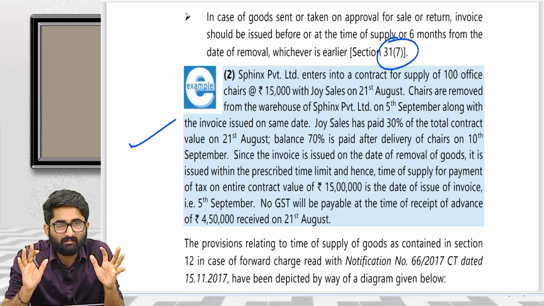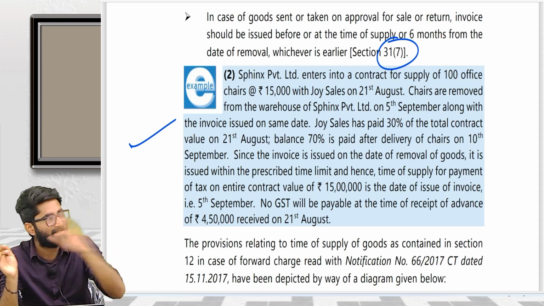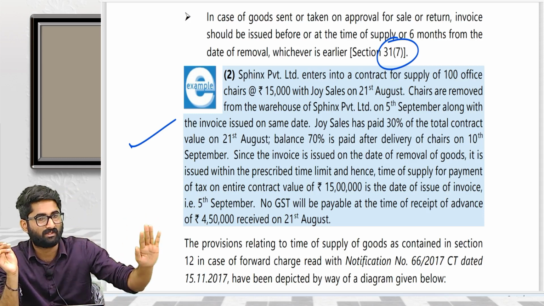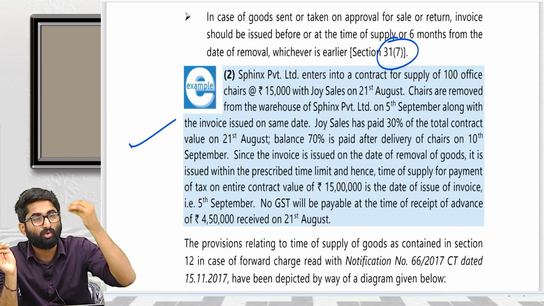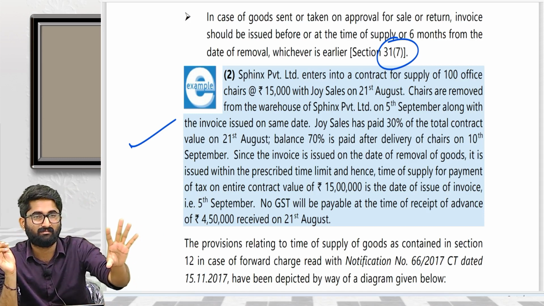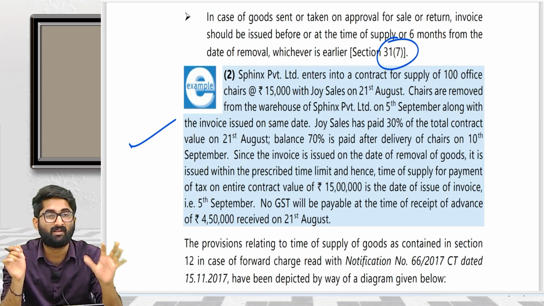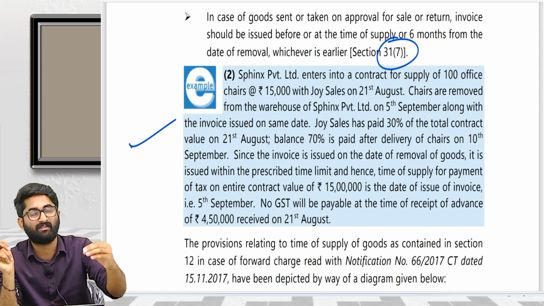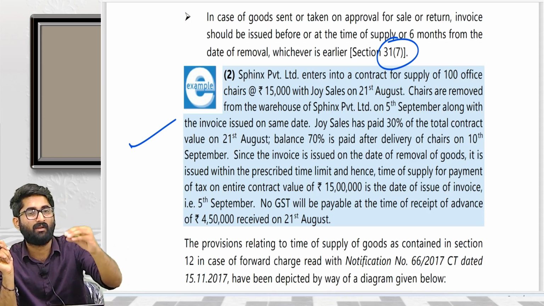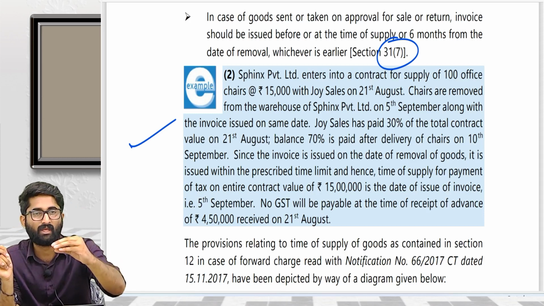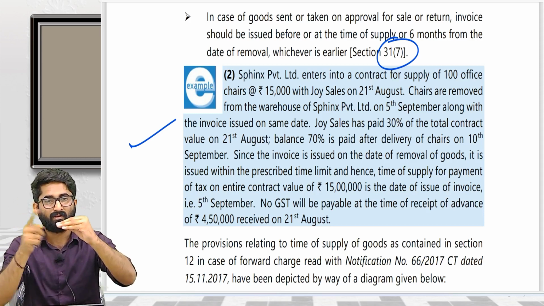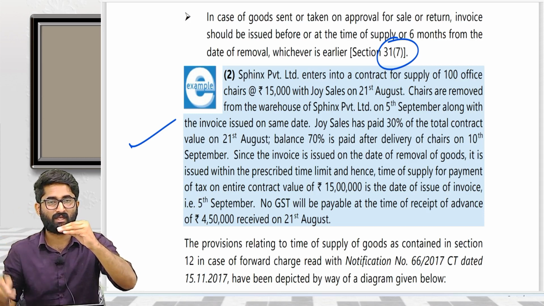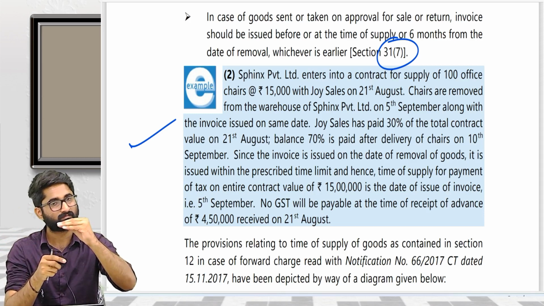So you always remember that in case of advance for goods, there is no GST. See, there is no importance of payment at all. Why are you telling this, sir? Listen, the date of issue of invoice or the last date to issue the invoice, whichever is earlier, that is the date that matters.